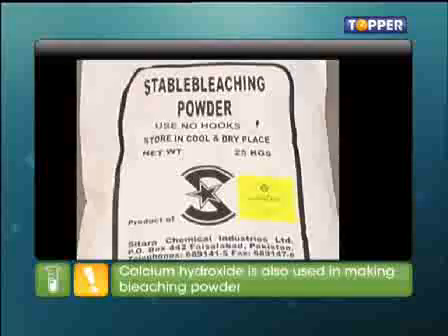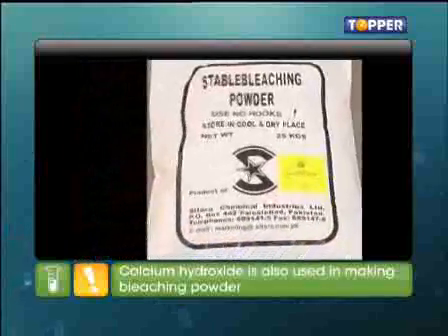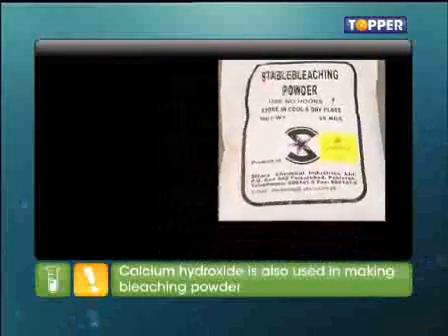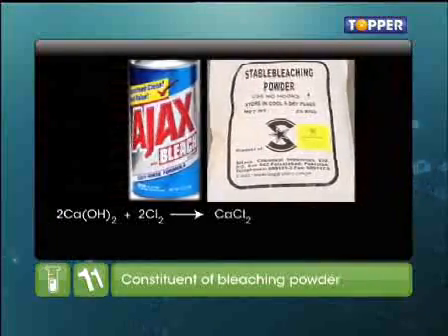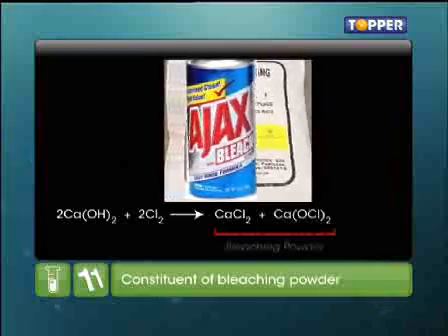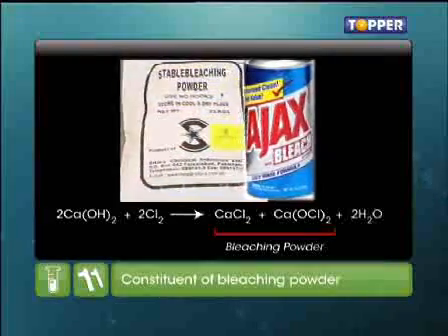An important use of calcium hydroxide is in making bleaching powder. When calcium hydroxide reacts with chlorine, it forms calcium hypochlorite, which is a constituent of bleaching powder.